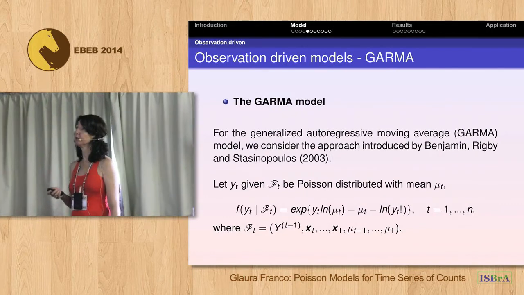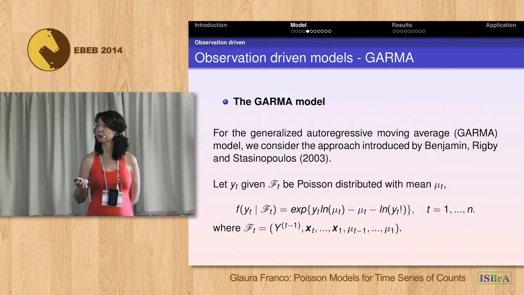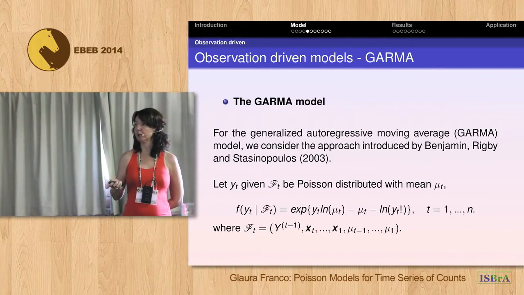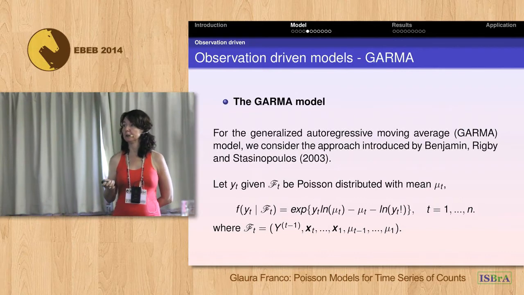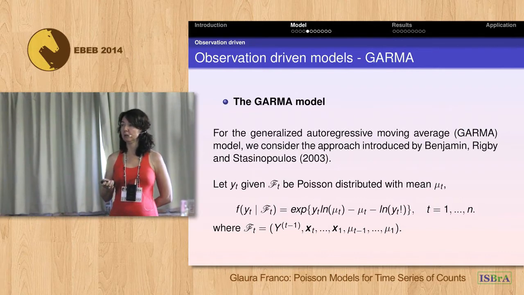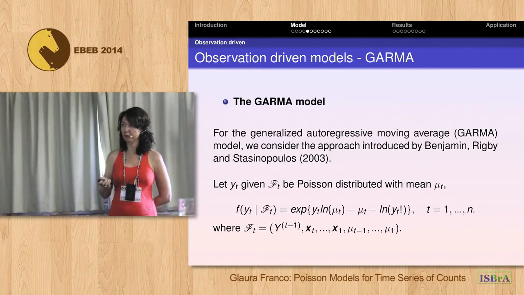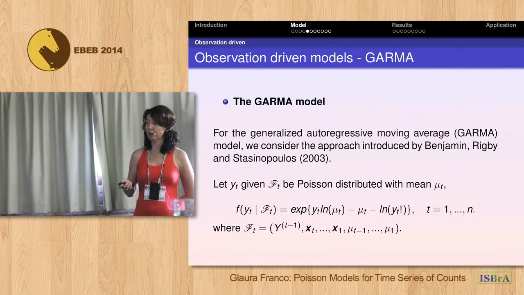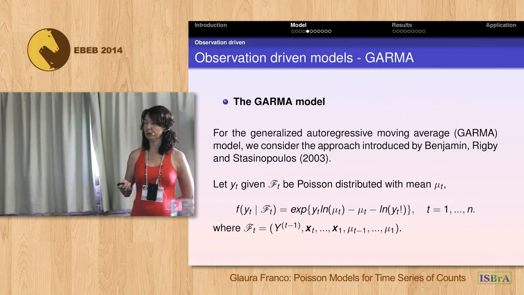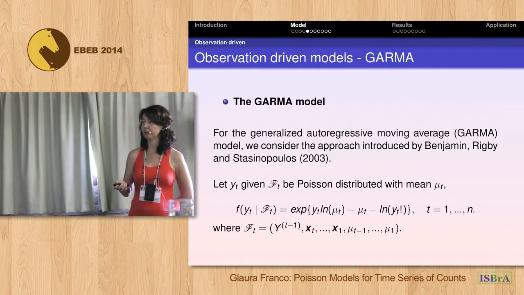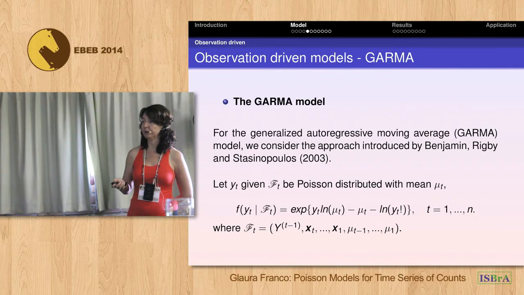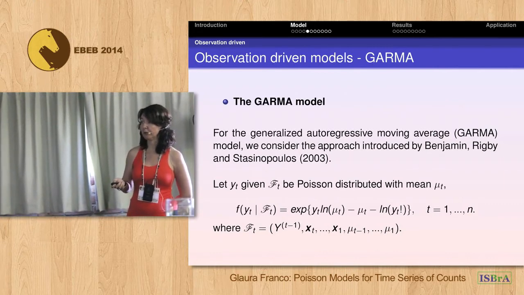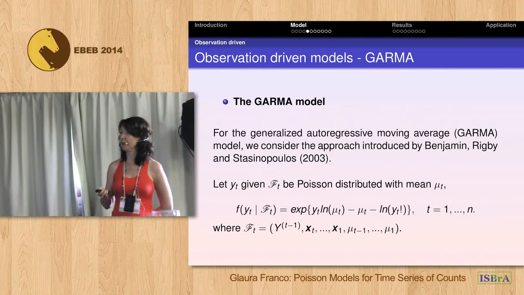The observation-driven models, the first one is the GLARMA model, which was proposed by Benjamin. So we have the same conditional distribution. I put another notation here for the previous information, because here we have, besides the series up to time t minus 1 and the covariates, the mean of the process up to time t minus 1.